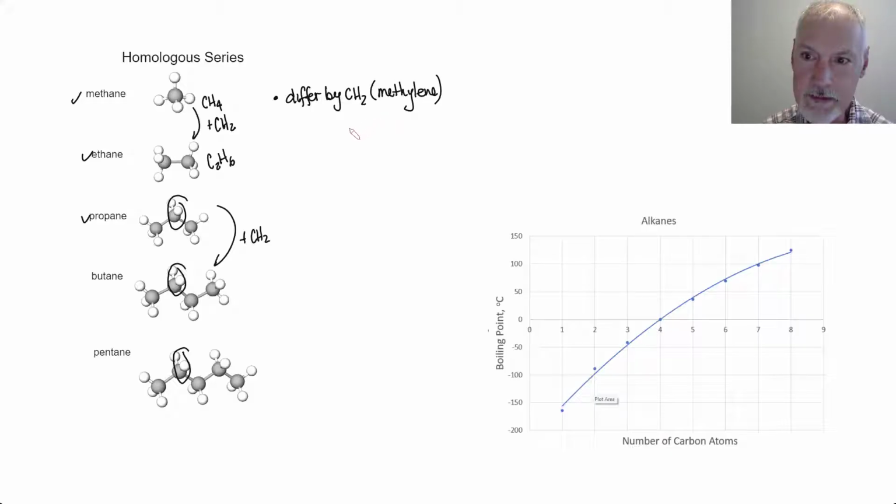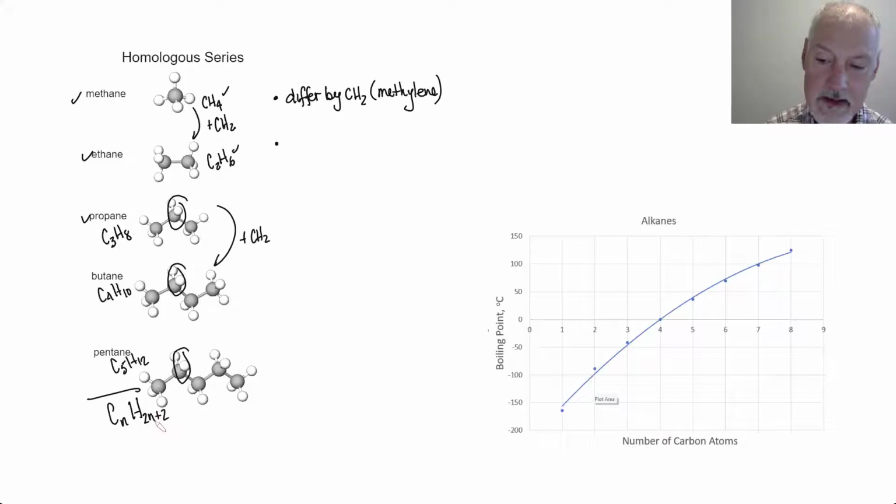Another feature of a homologous series is they share the same general formula. In the case I have here, propane is C3H8, butane C4H10, and pentane C5H12. The general formula of this particular homologous series happens to be CnH2n+2. And you can see that that general formula will give you all of the formulas above. So they share a general formula.